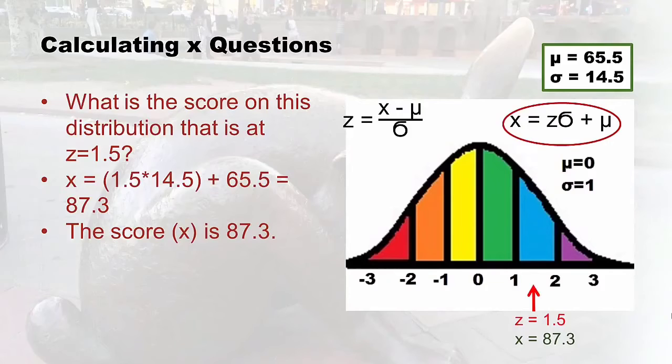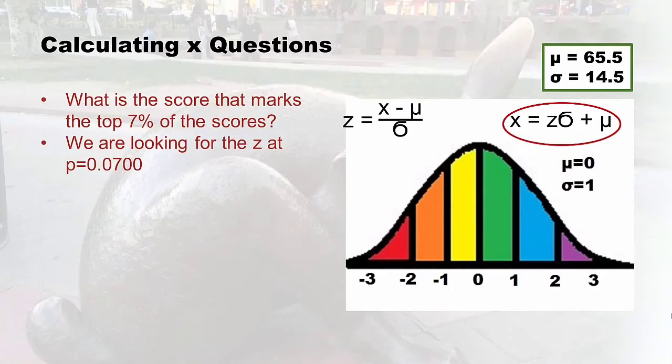Now, as you probably imagine, people don't go around asking, well, I wonder what that person's score is at z equals negative 2.3 or whatever. They don't usually phrase it like that. Usually you see a question like this: what is the score that marks the top 7% of scores? That's a secret way of saying we are looking for the z at p equals 0.0700. So we turn that 7% backwards into a probability and we're actually looking for the z at p equals 0.0700. So how do you do that? Well, I'm going to show you.